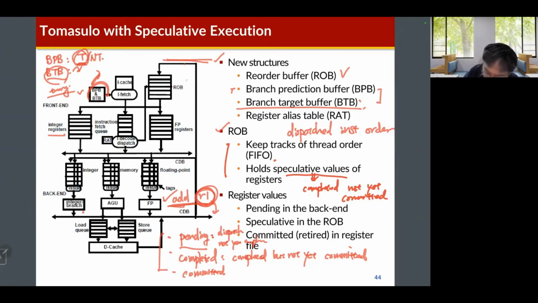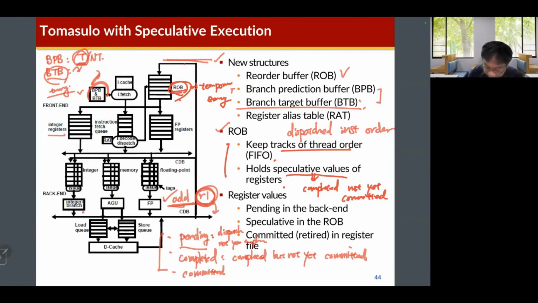That is the meaning of speculative values of registers. So the ROB is the temporary storage for not-committed register data. Because of this ROB, we can distinguish the completed state and the committed state of the instruction. This is the ROB.